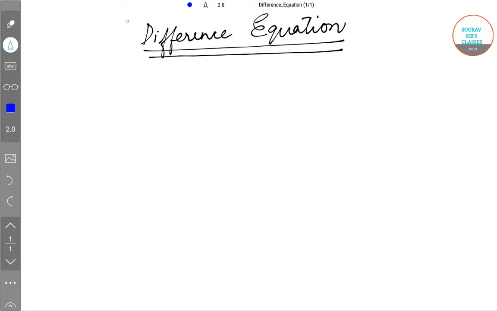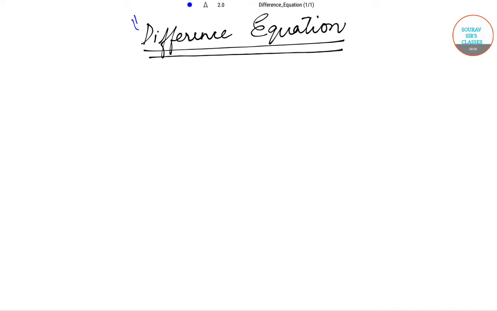Today we'll be talking about difference equations. Before we go into a difference equation and go deep into the difference equation topic, we first need to know what a difference equation is.